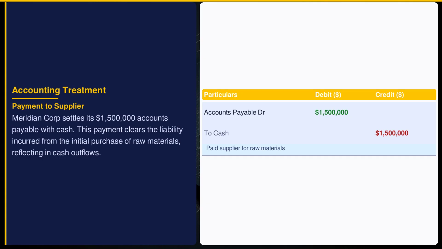Settling the accounts payable with a $1,500,000 cash payment reduces liabilities and impacts cash flow statements under ASC 330.